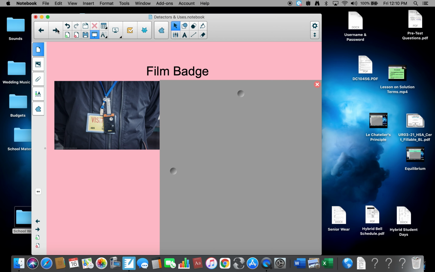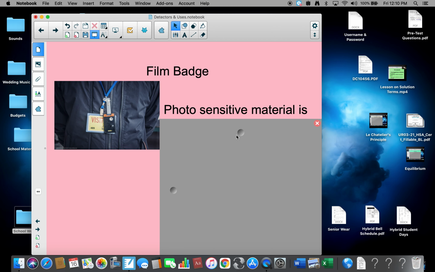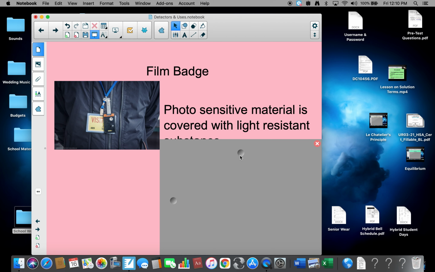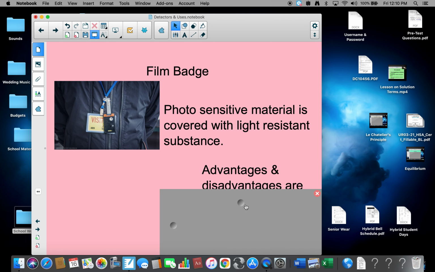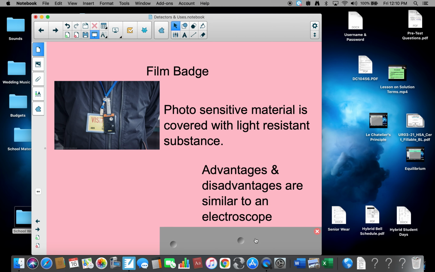All right. Second type is a film badge. This is often used in many reactor plants. Photosensitive material is covered with a light-resistant substance. Advantage and disadvantage are the same as the electroscope, it just basically tells you, have you been exposed?